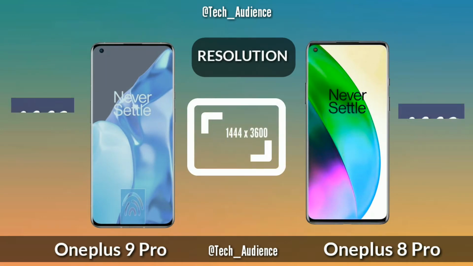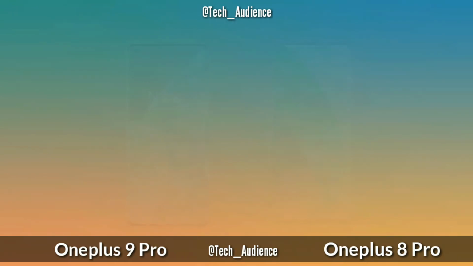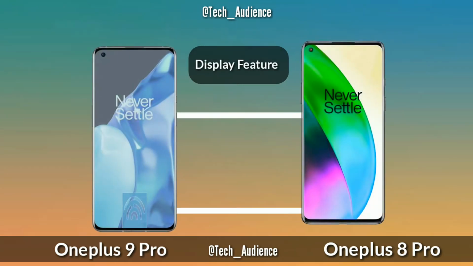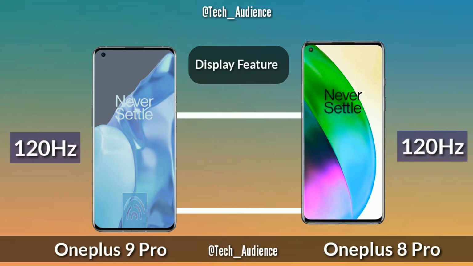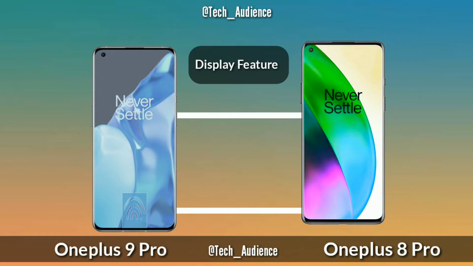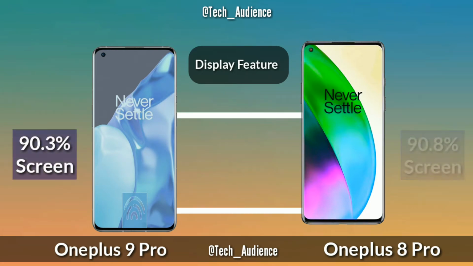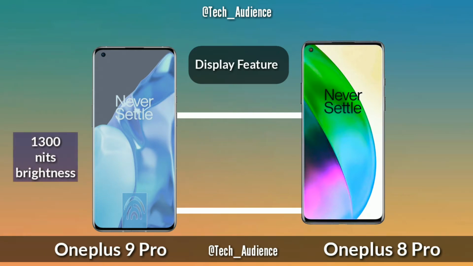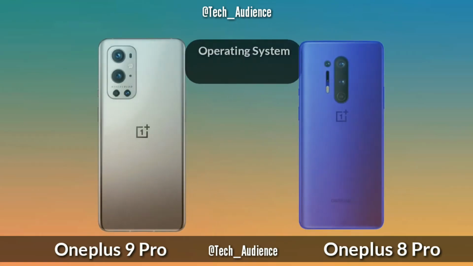Resolution: the OnePlus 9 Pro has 1440 by 3216 pixels versus OnePlus 8 Pro has 1440 by 3168 pixels. Display features: both devices have HDR10 Plus support, both have 120Hz display, 525 ppi OnePlus 9 Pro, 513 ppi OnePlus 8 Pro. 90.3% screen to body ratio for OnePlus 9 Pro, 90.8% screen to body ratio for OnePlus 8 Pro, 1300 nits of peak brightness OnePlus 9 Pro, and 1440 nits of peak brightness for OnePlus 8 Pro.